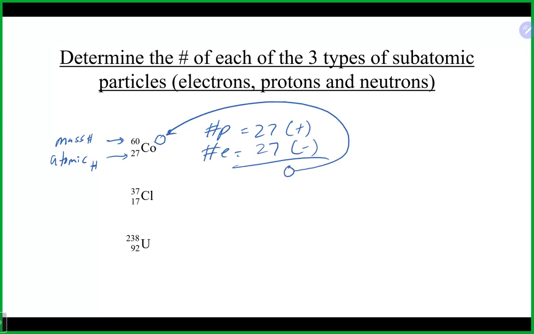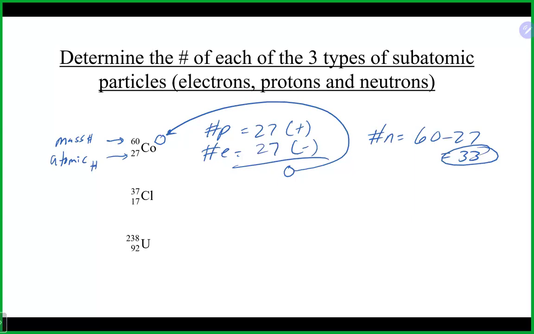That means our number of neutrons is going to be our mass number minus our atomic number, because the mass number is protons and neutrons, and the atomic number is protons. So our number of neutrons in this case is going to be 60 minus 27, looks like a 33, I think. Any questions on that one there?